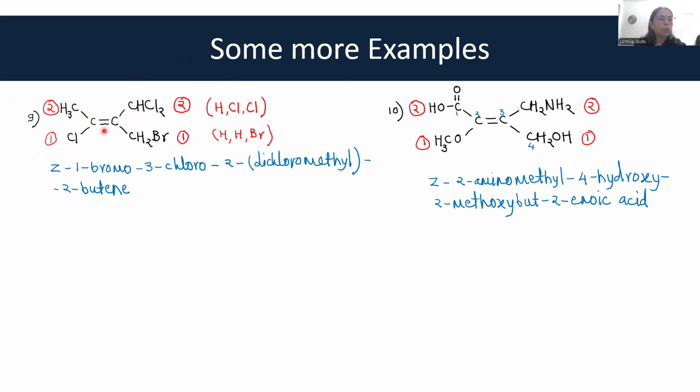Now the nomenclature will start with numbering 1, 2, 3, and 4. So it is 1-bromo, 3-chloro. Then at 2 position, this is dichloromethyl. Just remember dichloromethyl, the end of the bracket term usually indicates the point of attachment to the parent chain, that is 2-butene.